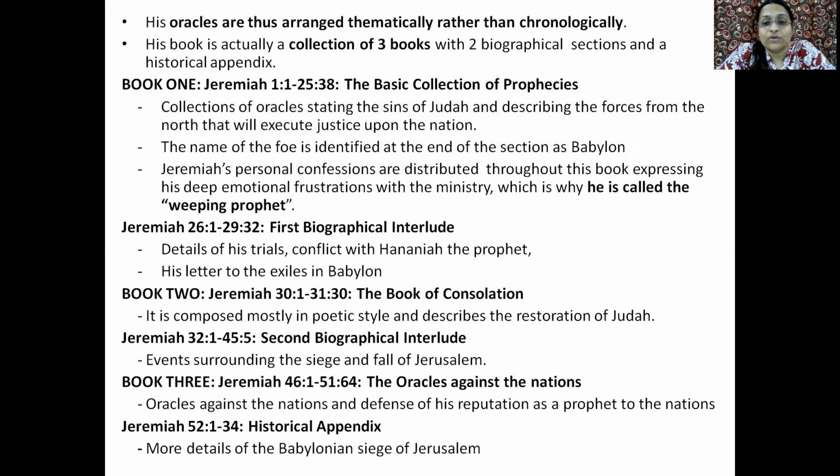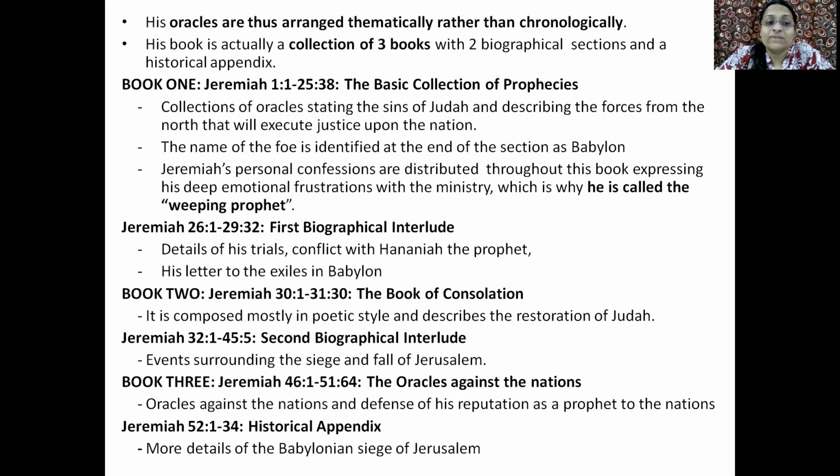And then we have Jeremiah's personal confessions that are distributed throughout the book, expressing his deep emotional frustrations for the ministry for which he has been called, and he is known as the weeping prophet. Because he was so wounded and his family had just abandoned him, the family was against him, people were against him, the king was against him, everybody was against him, and his ministry was so painful for him. That is why he would mediate and intercede for the people, and he would weep upon himself, upon his ministry, and he would weep for the people. So most of the time he was found weeping. That is why he was called a weeping prophet.